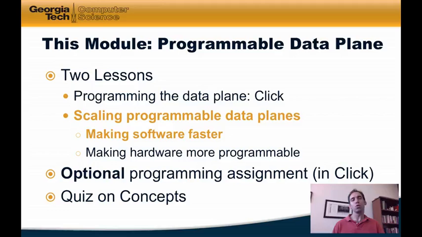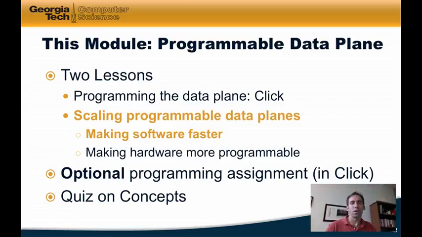There are essentially two ways to get the best of both worlds. One is to try to make software solutions perform better. The other is to make hardware more programmable. In the two parts of this lesson, we will look at each of these approaches. In this part of the lesson, we'll explore an architecture called RouteBricks, which uses a cluster of servers to achieve fast forwarding rates in software.